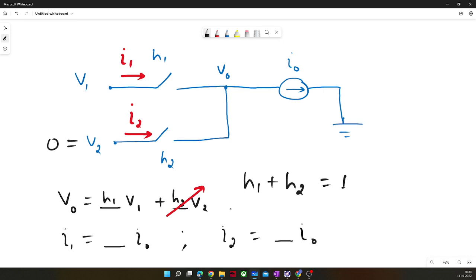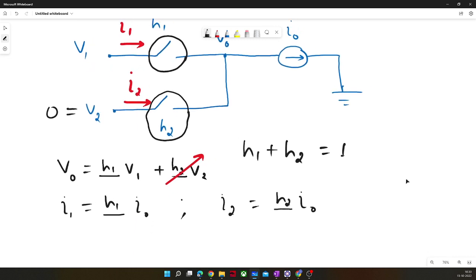Can anybody help me with this? H1 times I naught, and here H2 times I naught, right? I2 will be equal to I naught when this switch is closed, and I1 will be I naught when this switch is closed and this is open, right? So this condition is satisfied. I think this would be interesting, and this is all regarding power electronic switches.